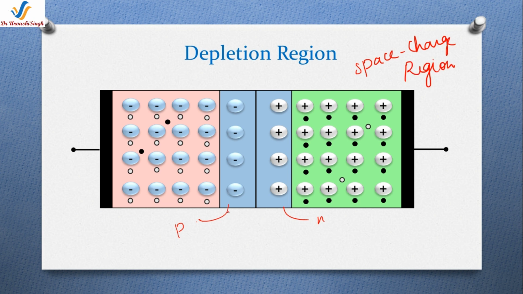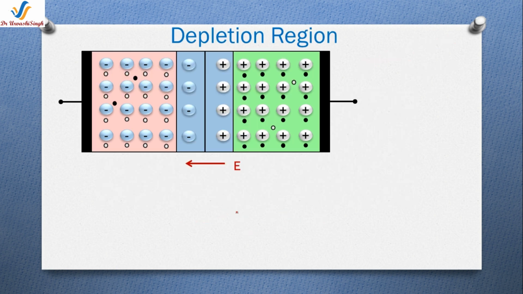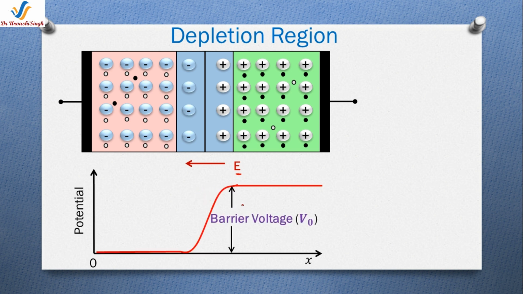Now students, these charges on both sides of the depletion region cause an electric field to be established. Can you tell me what will be the direction of this electric field? Because here it is positive and here it is negative, the direction of the electric field will be from N to P side, and this electric field results in a potential difference across the depletion region with the N side at a positive voltage relative to the P side, and this voltage drop acts as a barrier for further movement of majority carriers.